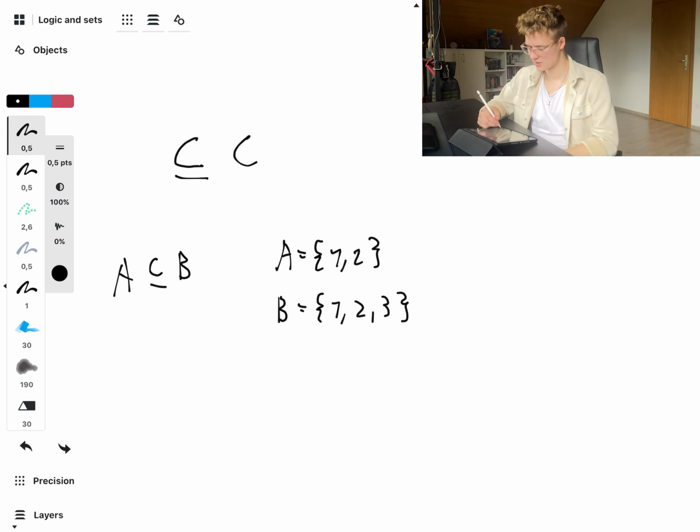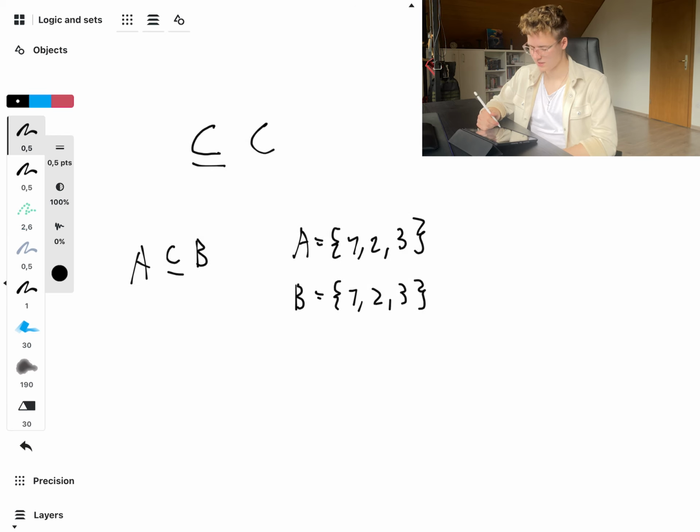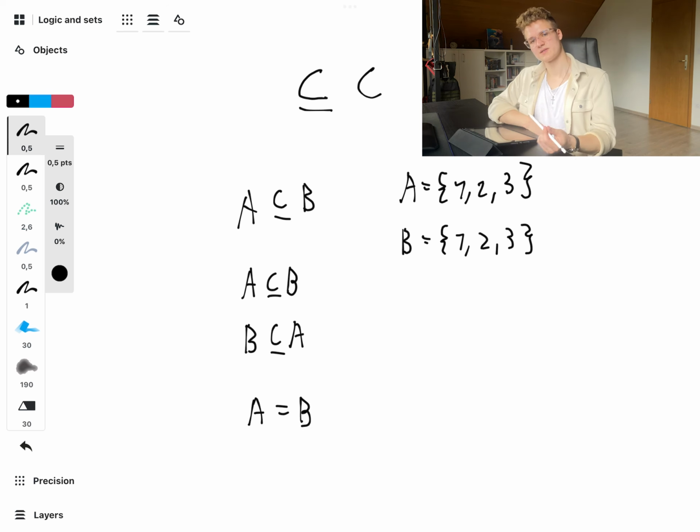Okay, so if, for example, A and B are both 1, 2, and 3, if they're the same, so if A is a subset of B and B is a subset of A, then A is equal to B. That's basically how you define if two sets are equal to one another. And yeah, that's basically the subset operation, and I think that's pretty much everything you need to know.